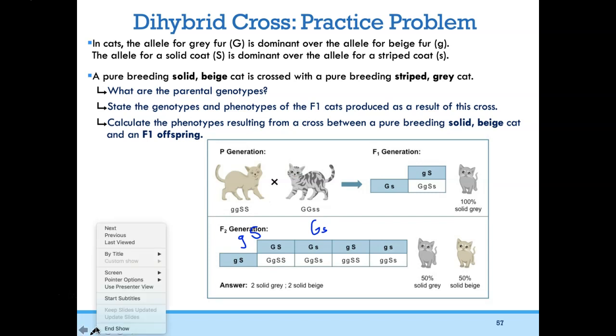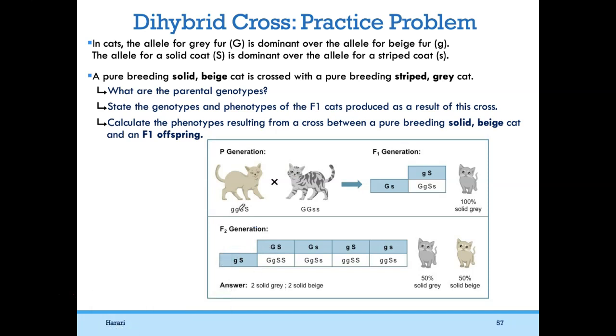So I'm going to show you again how this is done. This solid beige cat can only give one type of gamete, right, which is little g and big S. However, this solid gray cat can give 4 different kinds of gametes, right? It can give a big G, big S, right over here. It can give a big G, little s. It could give a little g, big S, or a little g, little s.